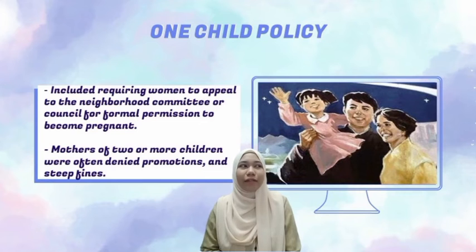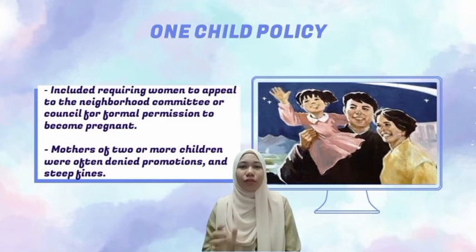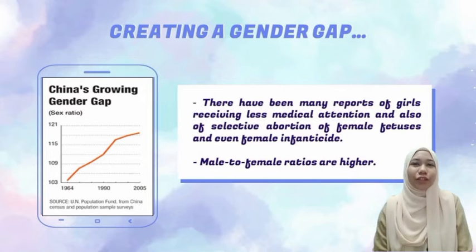Later on, the Chinese government adopted a policy of one child per family, including requiring women to appeal to the neighborhood committee or council for formal permission to become pregnant. Mothers of two or more children were often denied promotion and given state fines. Given such policy and a strong cultural preference for boys, it is not surprising that there have been many reports of girls receiving less medical attention and also selective abortion of female fetuses and even female infanticide. The male to female ratio is seen to be higher.